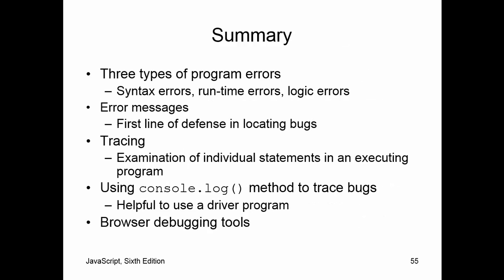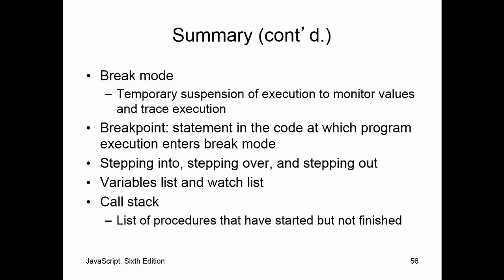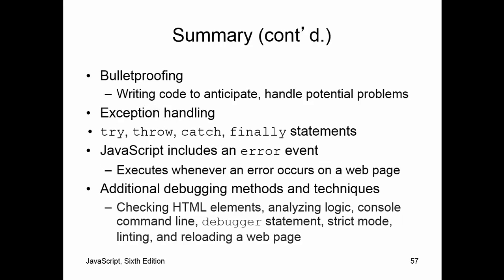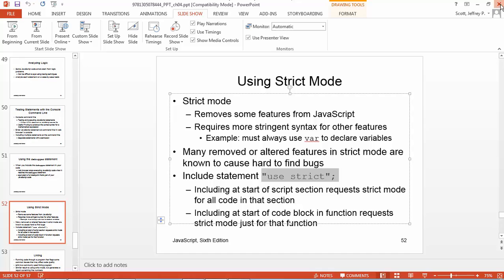So we've gone through debugging. We're now through the first 4 chapters of our text. We talked about the 3 basic types of errors, those being syntax errors, runtime errors, and logic errors. We talked about different ways that you can trace error messages, including the console.log and some of the debugger tools. In the debugger tools, we talked about things like break mode and breakpoints, the call stack. All right. We talked a little bit about how you can try to bulletproof your code, and we ended by talking about exception handling. So that's it for Chapter 4.